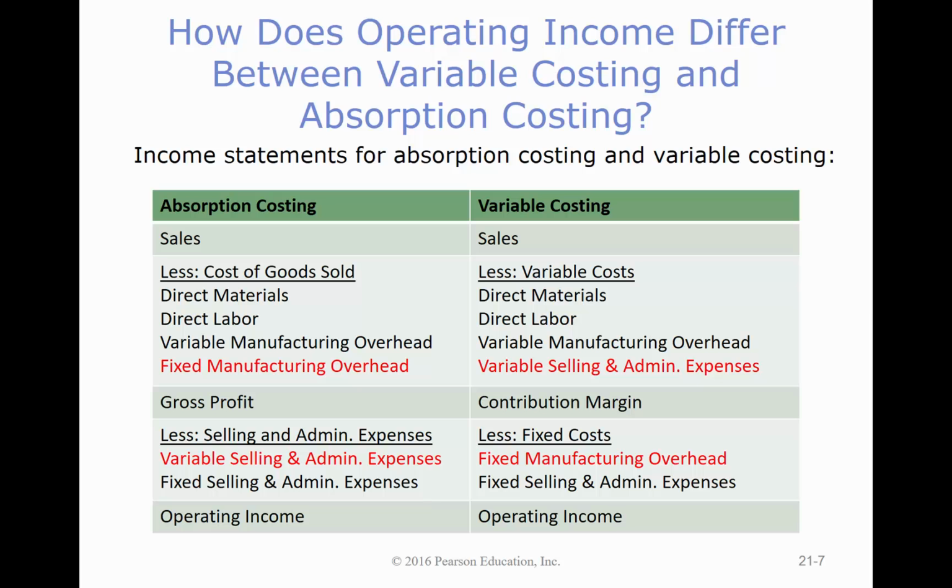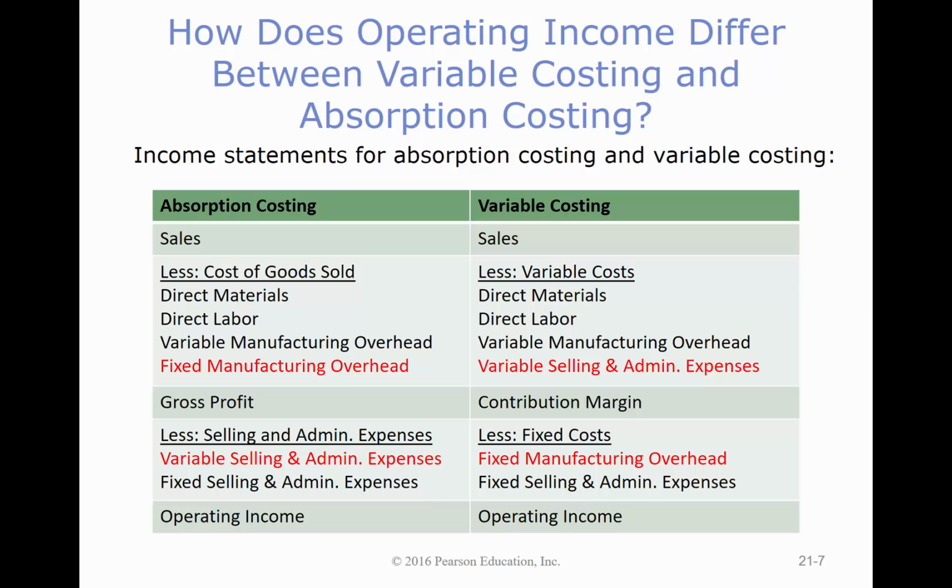All right, it'll make more sense when we do an example. So again, you can see the income statement under absorption costing has our sales less the cost of goods sold, and cost of goods sold would include direct materials, direct labor, variable manufacturing overhead, fixed manufacturing overhead. That would give us our gross profit less our selling and administrative expenses, gives us operating income.